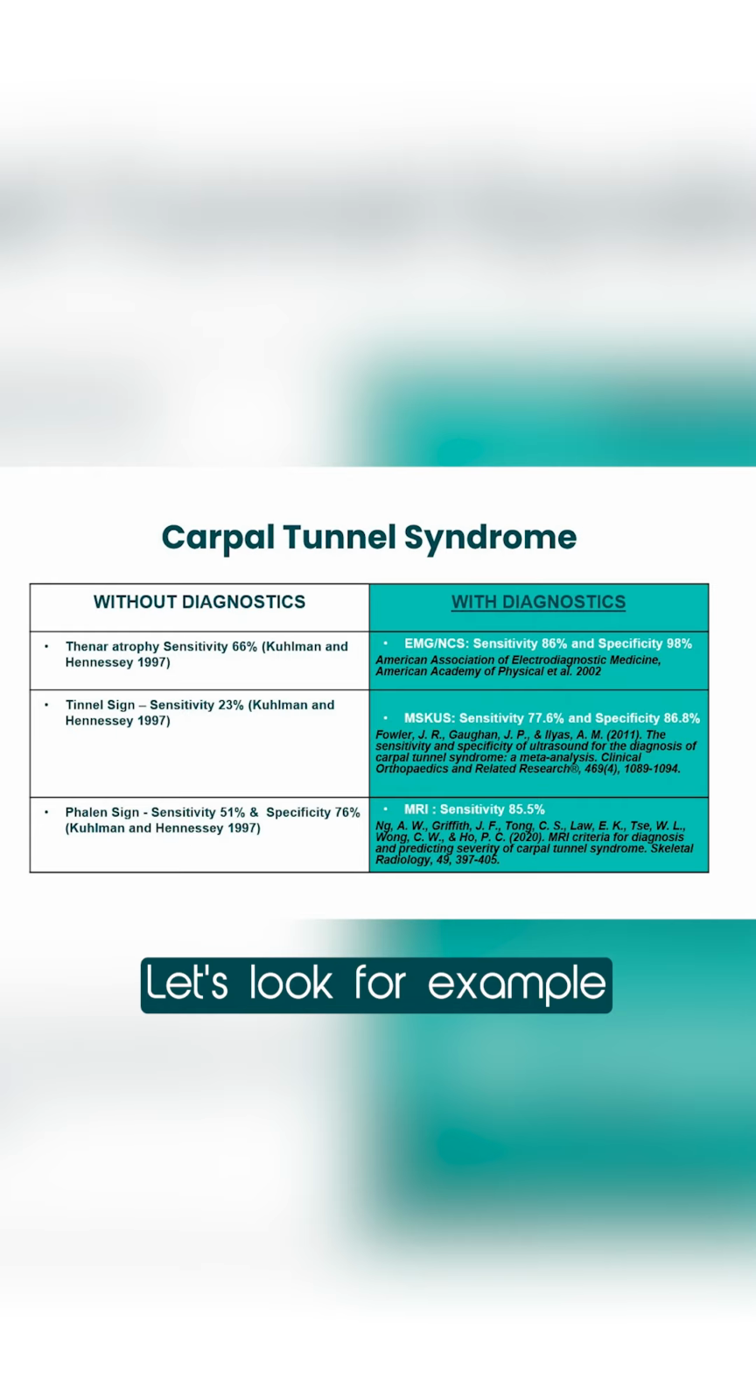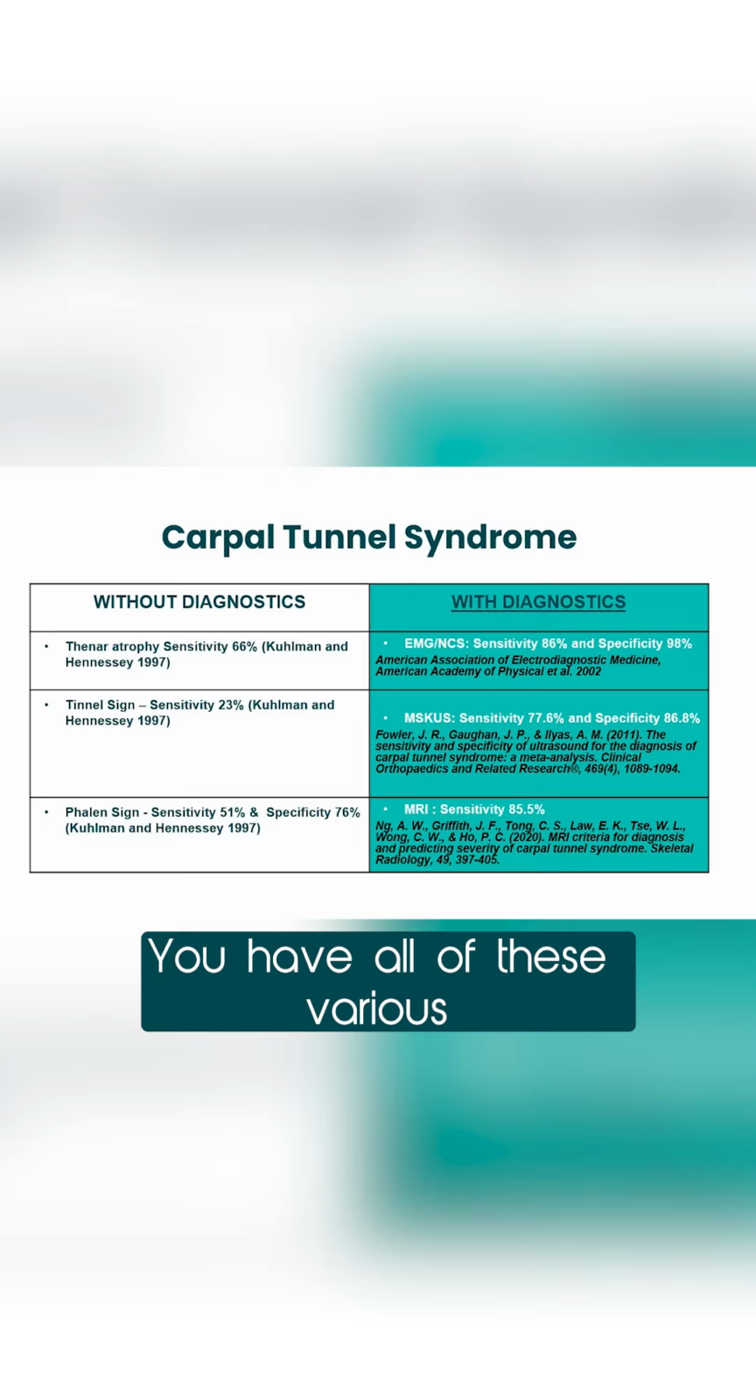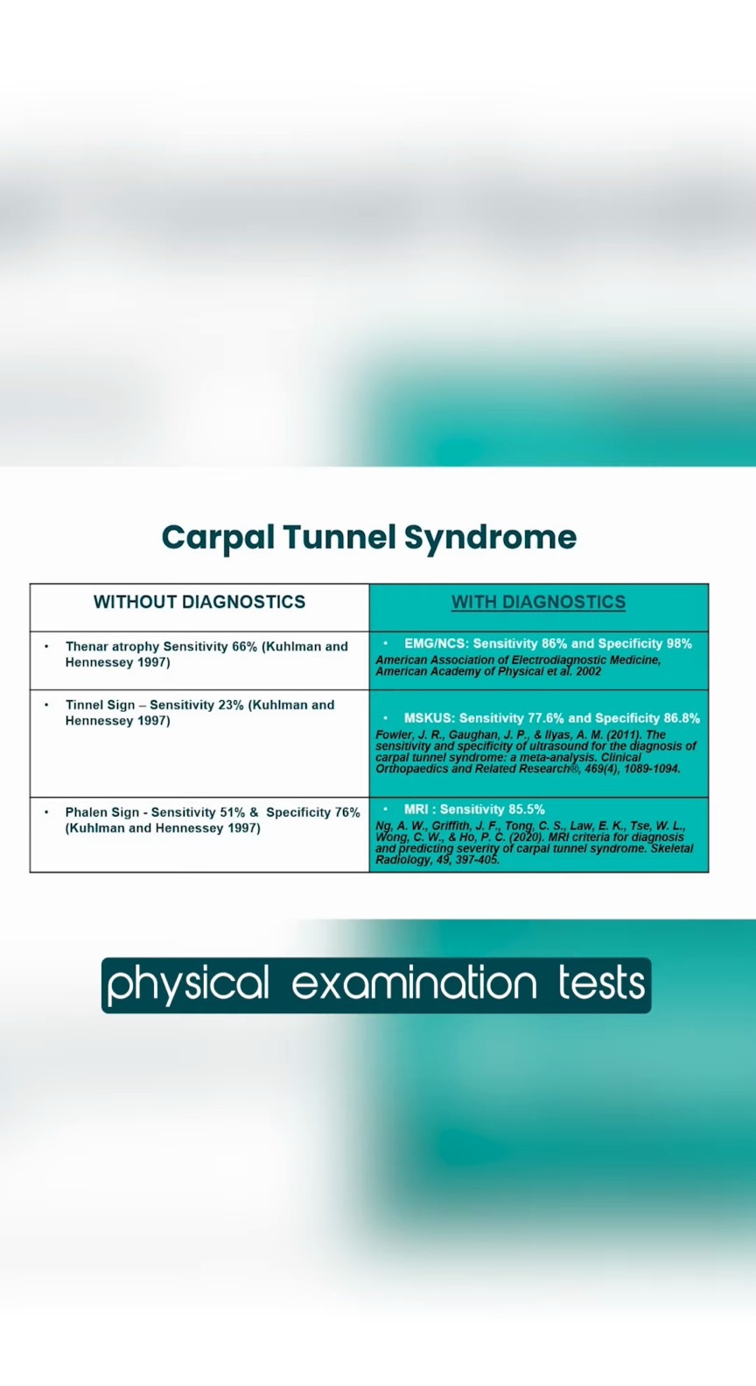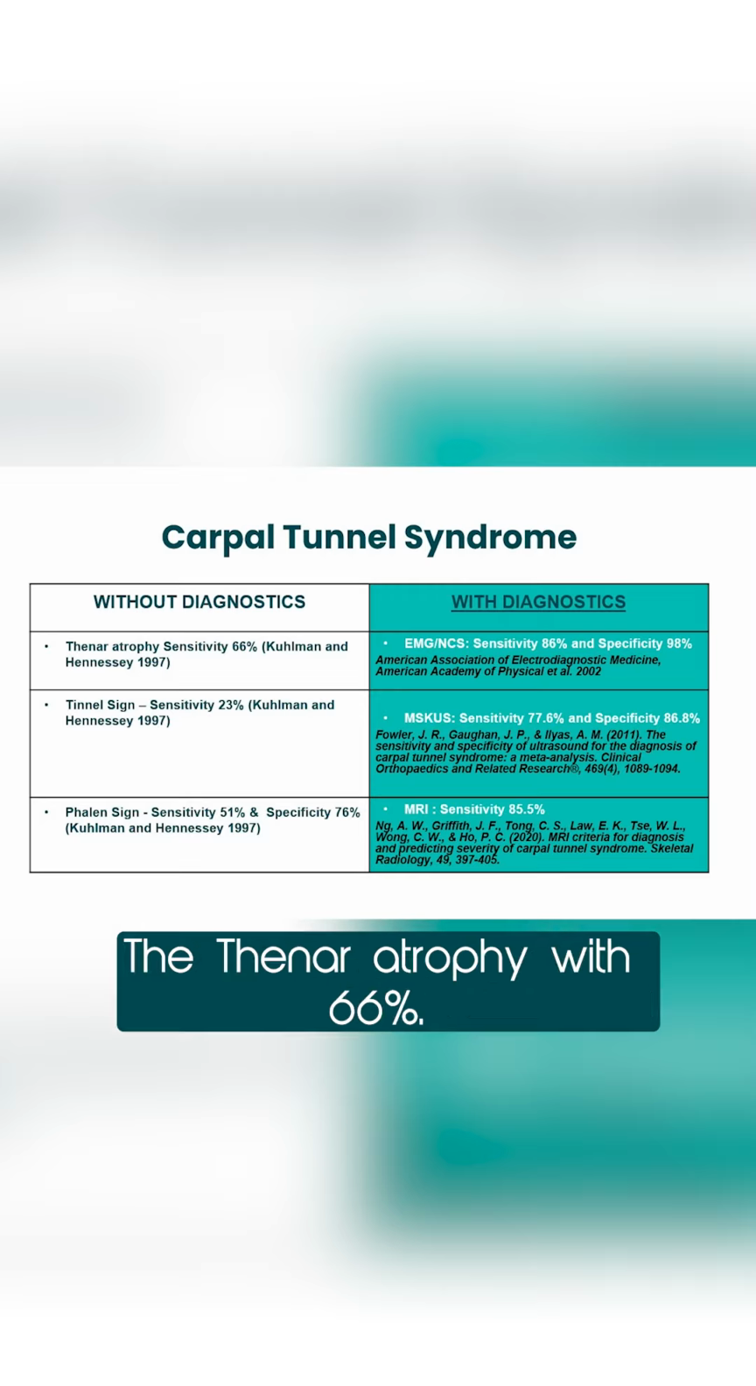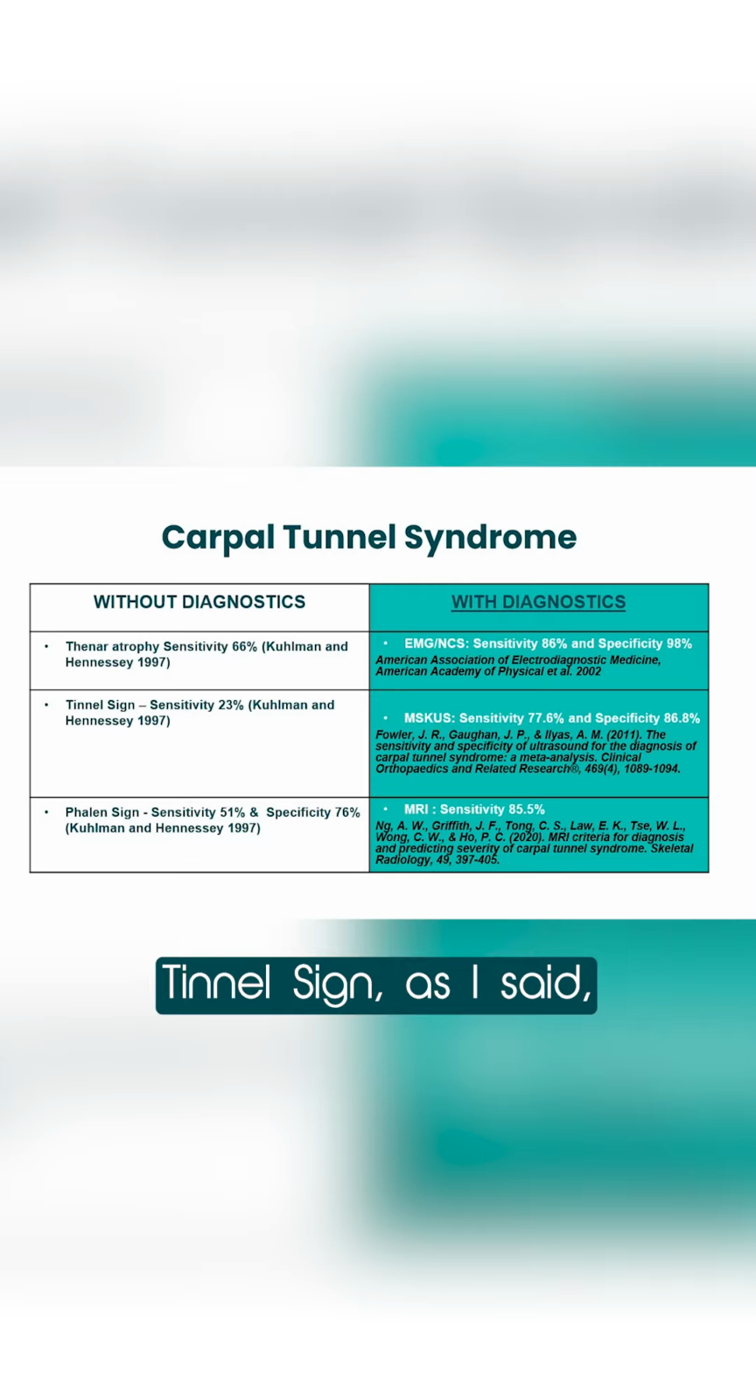Let's look, for example, at carpal tunnel syndrome without diagnostic testing. You have all of these various physical examination tests you can do: the thenar atrophy with 66%, Tinel sign, as I said, and Phalen sign, with sensitivities and specificities as listed here. Meanwhile, with diagnostics, you can have a much, much higher sensitivity and specificity for these conditions.